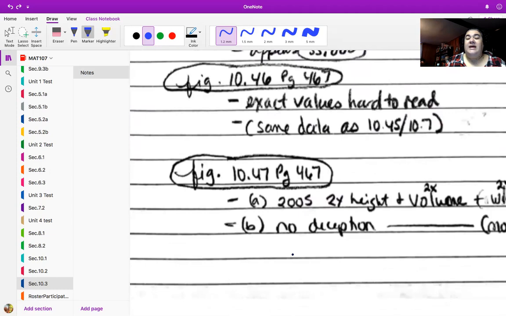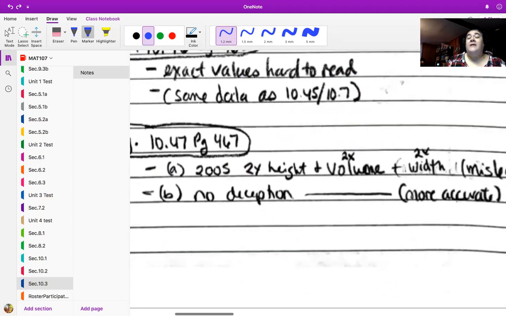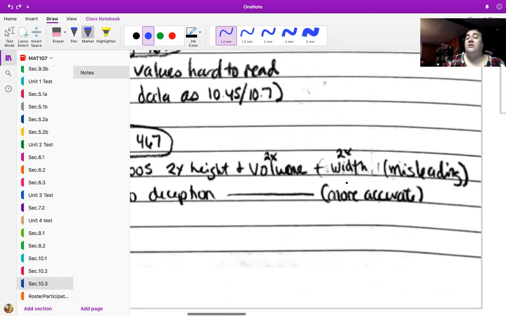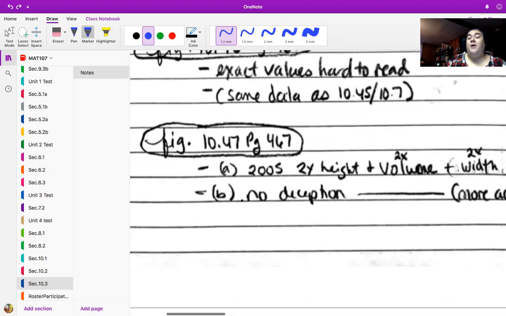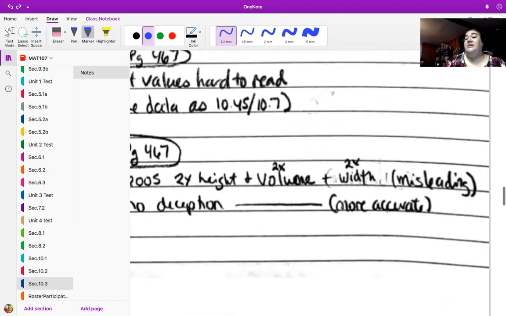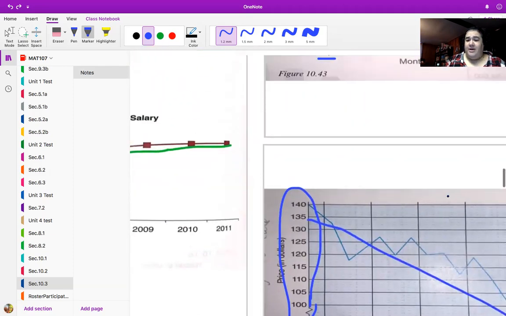And finally, let's look at figure 1047. And what you should notice here is that in 2005, what's representing that looks twice as high, which makes you think that it holds twice the amount of volume and twice the width, which is not really the case. It's actually misleading. And then you're going to notice that in part B, we see no deception and it's actually a more accurate representation, all right? So let's look at that one right here.